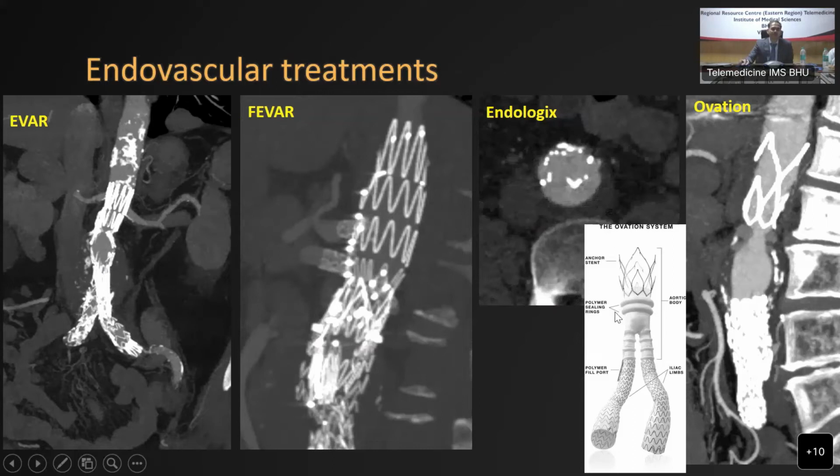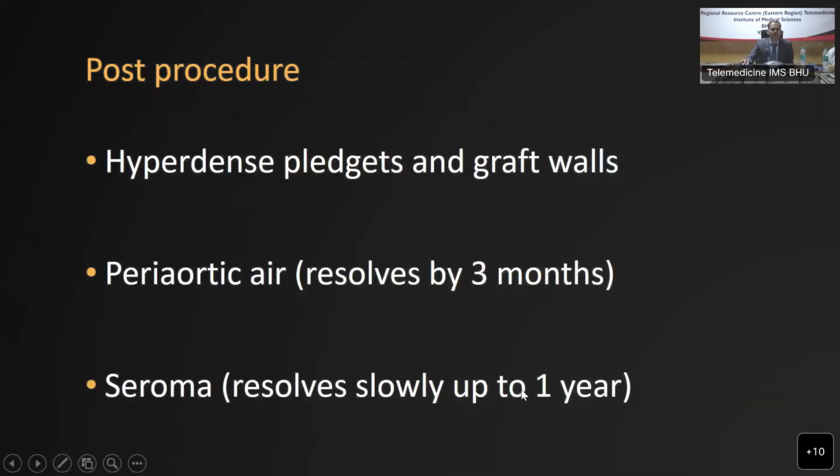The reason for placing these polymer rings is because it minimizes the incidence of type 1 endoleak. You can place as many rings as you like, but just remember that these rings will be hyperdense on non-contrast and should not be interpreted as post-stenting narrowing.